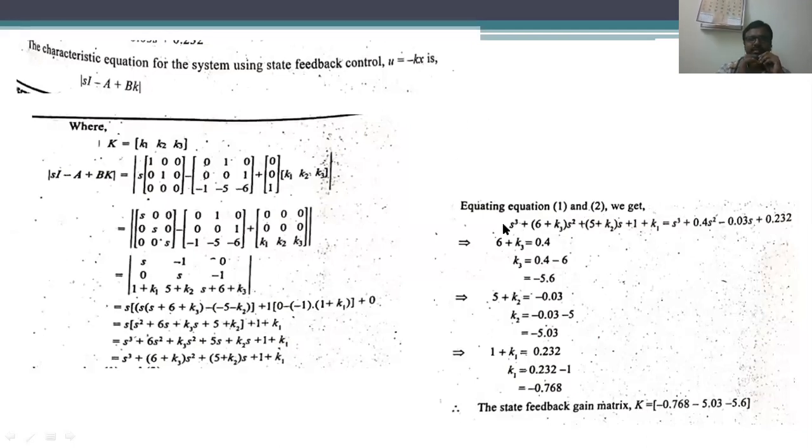With this we have completed unit number 6. In the next class we will start unit number 5.